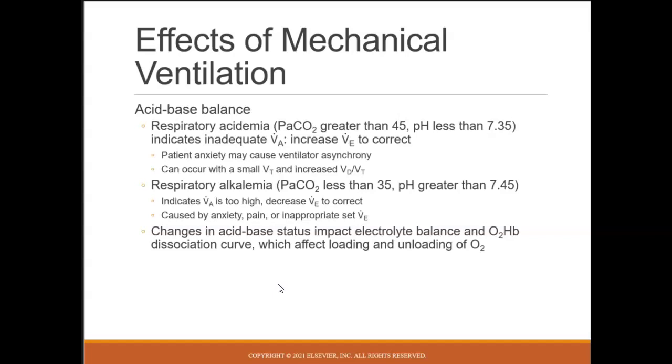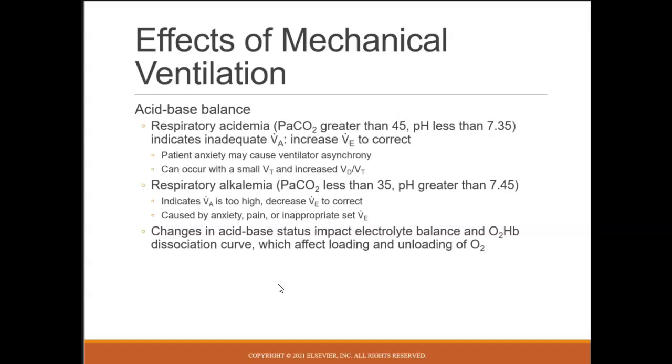Respiratory alkalemia is when our CO2 is less than 35 and our pH is greater than 7.45, which indicates our alveolar ventilation is too high and we need to decrease our minute ventilation to correct it.